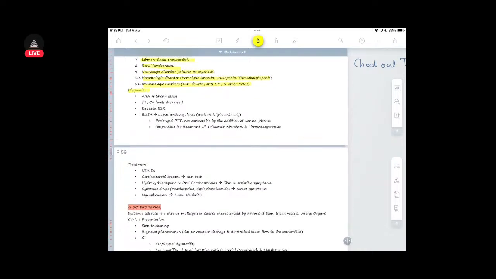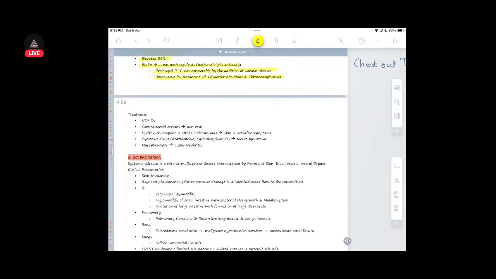And then you have diagnosis. You have antinuclear antibody, and C3 and C4 levels will be decreased. Elevated ESR can be seen. On ELISA you can also see lupus anticoagulant and anticardiolipin antibody. So prolonged PTT not corrected by addition of plasma. So it is responsible for first trimester recurrent abortions and thrombocytopenia.